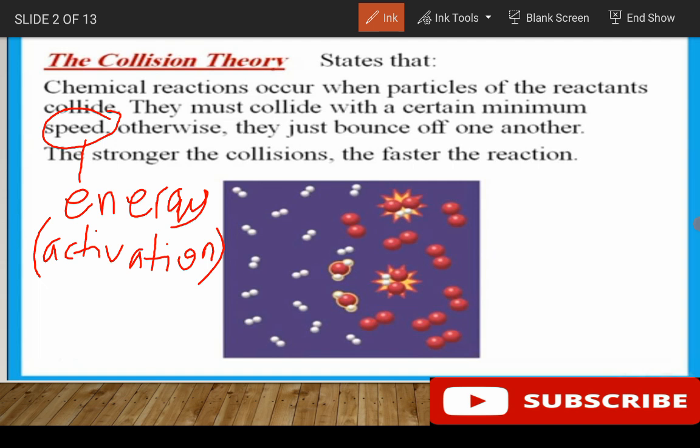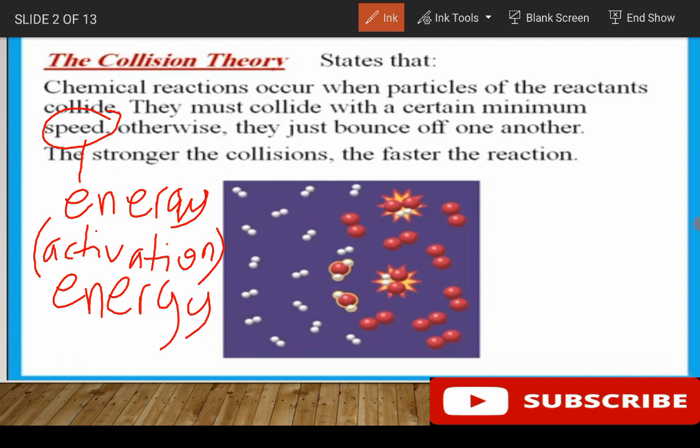If the particles don't collide successfully, then all they are doing is just bombarding each other, colliding and bouncing off, like what happens with gas particles in a closed container. Just colliding, no reaction taking place. So there must be a certain amount of energy, which is called activation energy, and it is that activation energy which initiates the mechanism of the chemical reaction.